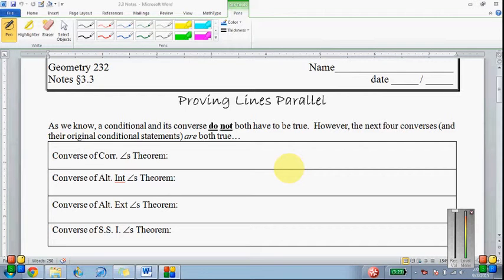This is Geometry, Section 3.3, Proving Lines Parallel. So this lesson is basically the opposite of the last lesson. In the last lesson we had a bunch of conditional statements about parallel lines.